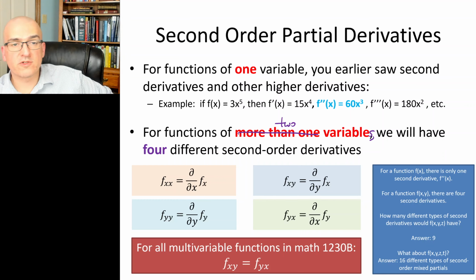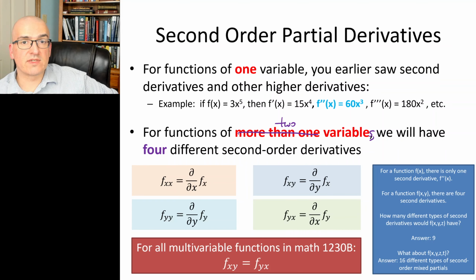Those four second partial derivatives are listed here. The first one, the top left, is the double x derivative. You take the x derivative twice. You take the x derivative the first time, and then whatever result comes out, you take the x derivative of that. The other normal-looking second derivative is the double y derivative. You take the y derivative, and then you do it a second time.